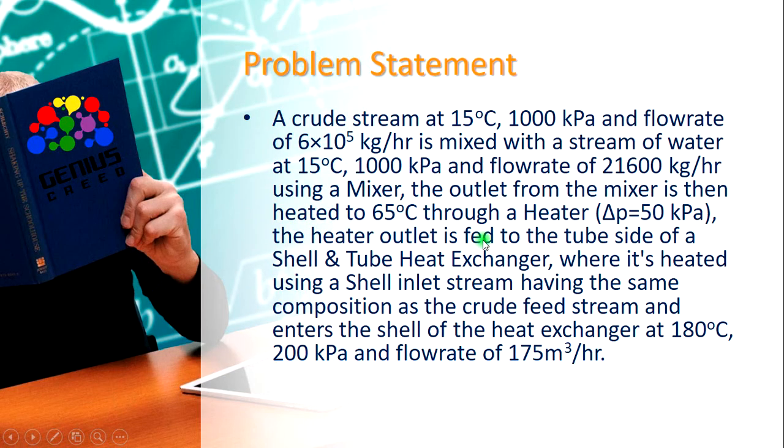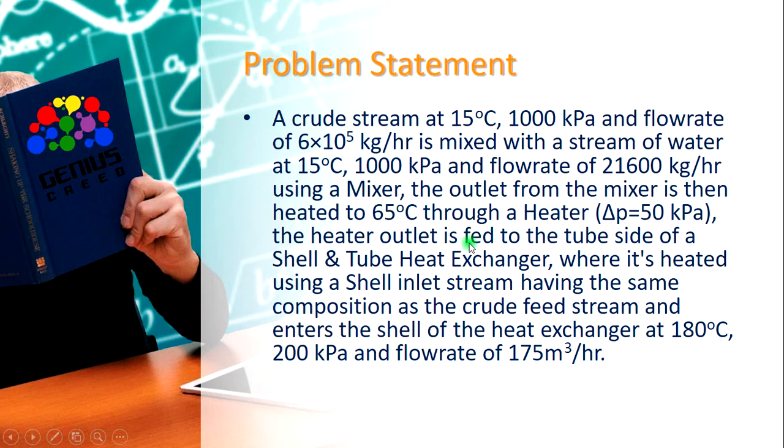Now here's the problem statement. You can just write down the key data that will be needed. A crude stream at 15 degrees Celsius, 1000 kilopascals, and a flow rate of 6 exponential 5 kilogram per hour is mixed with a stream of water at 15 degrees Celsius, 1000 kilopascal, and this flow rate using a mixer. The outlet of the mixer is then heated to 65 degrees Celsius through a heater with delta P of this.